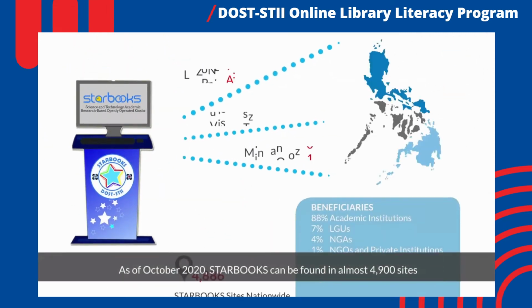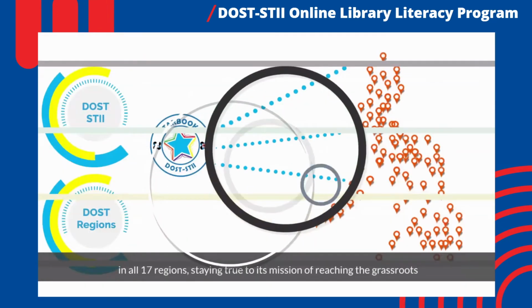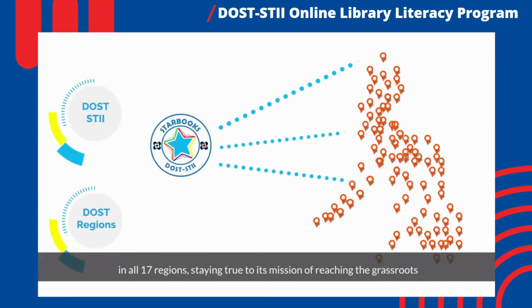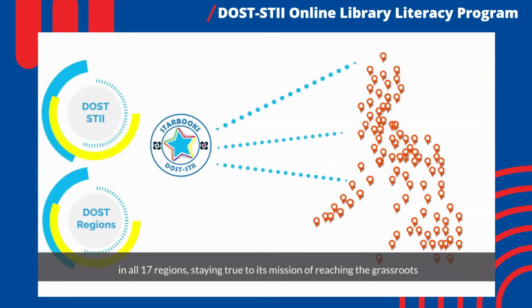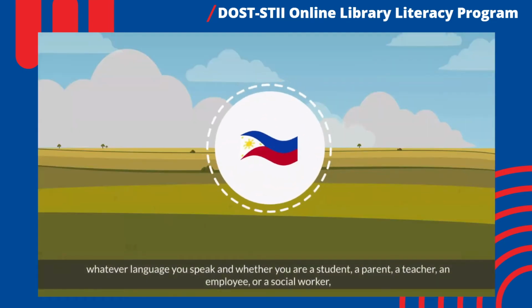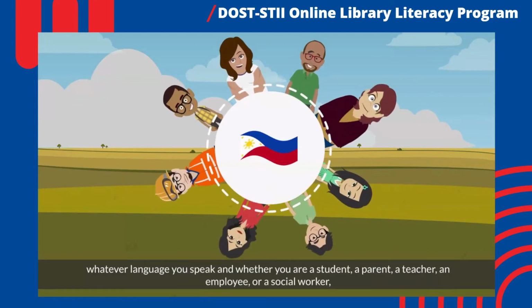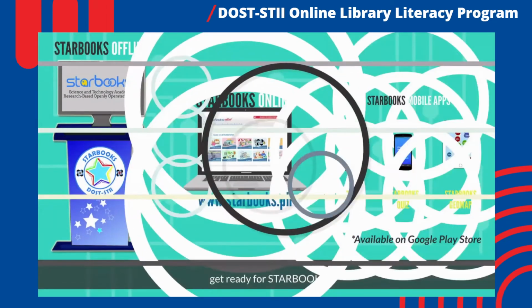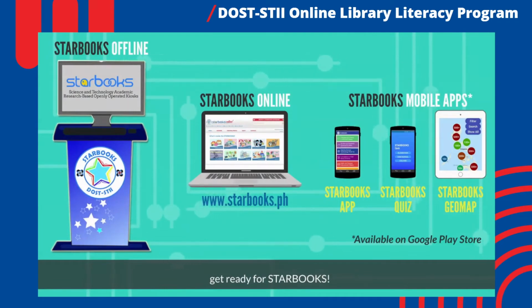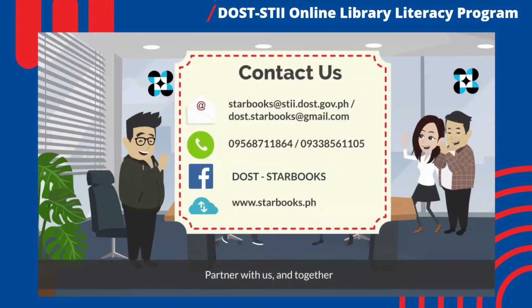As of October 2020, Starbucks can be found in almost 4,900 sites in all 17 regions, staying true to its mission of reaching the grassroots. So, wherever you are in the country, whatever language you speak, and whether you're a student, a parent, a teacher, an employee, or a social worker, get ready for Starbucks! Partner with us, and together, let us bring science for the people.